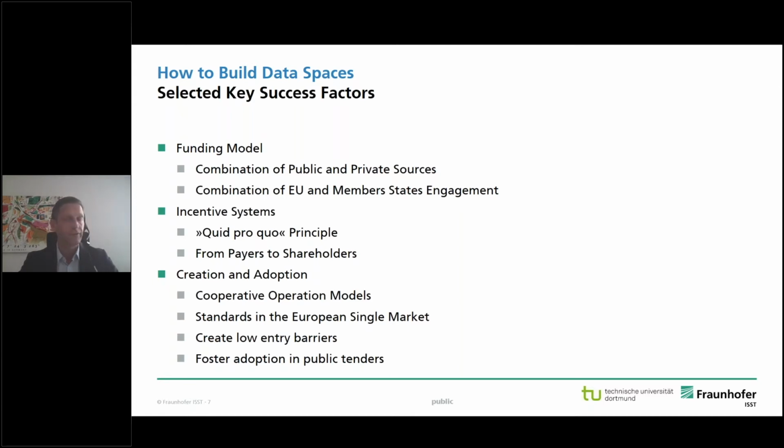And therefore, we should also drive this standard. We should use them. We should make them mandatory in public tenders. And as I said, we should foster the adoption through software, through services, and in ecosystem scenarios.